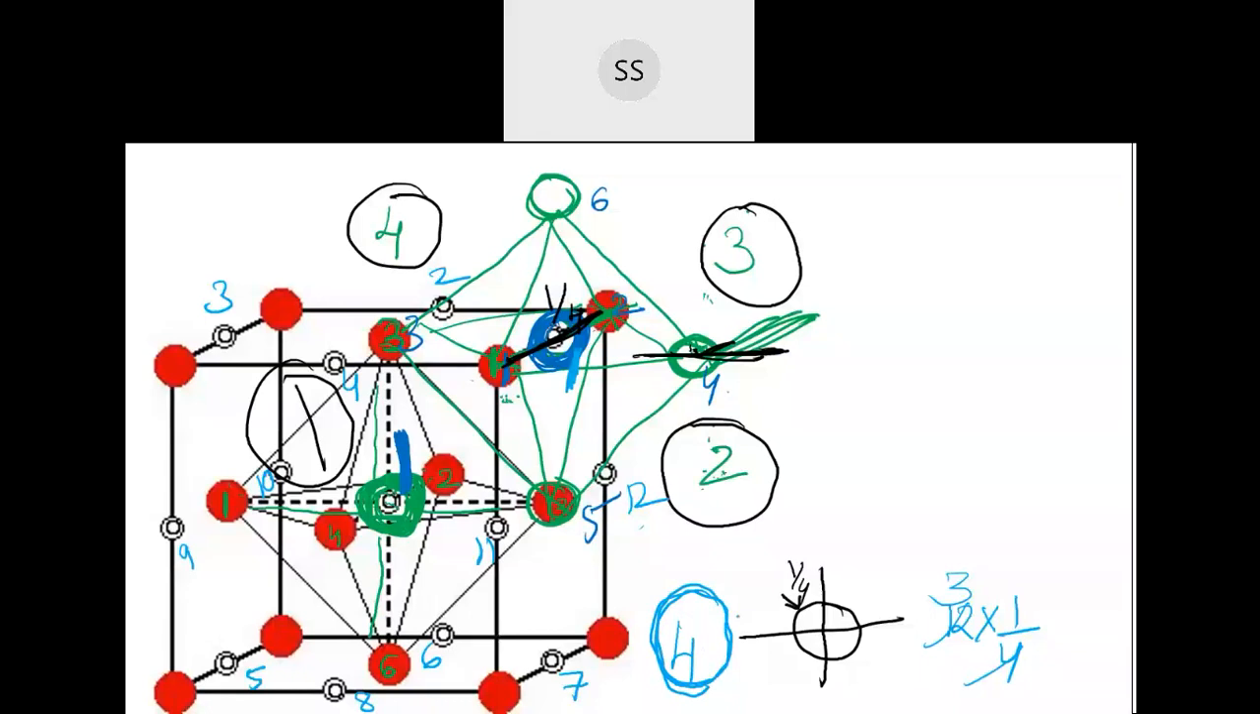So you have to remember that however many atoms are present in the unit cell, that many octahedral voids will be formed. Okay, you can just remember that.